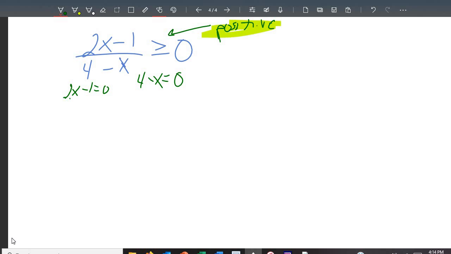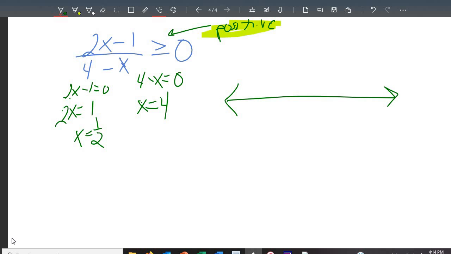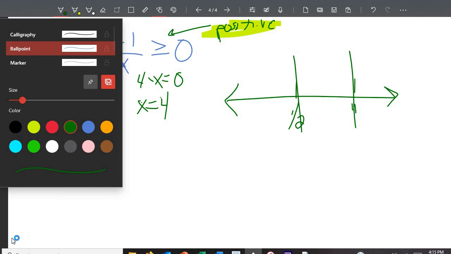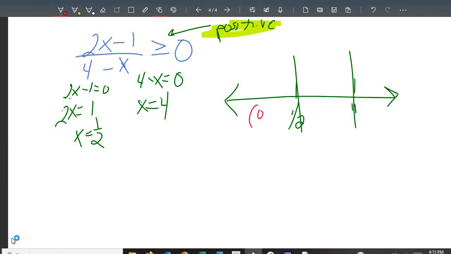Alright. I solved this one for x. We're going to move 1 over. We're going to divide by 2. That's one of my x's. This one, I want x to be positive 4. So draw my number line. 1/2 and 4. My test values, I'm going to choose 0 here, 1 here, 5 here.